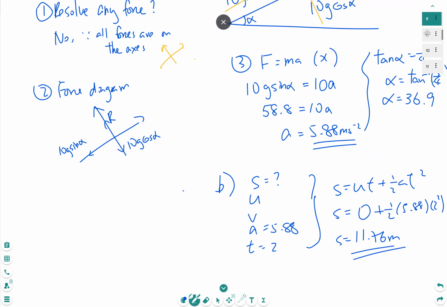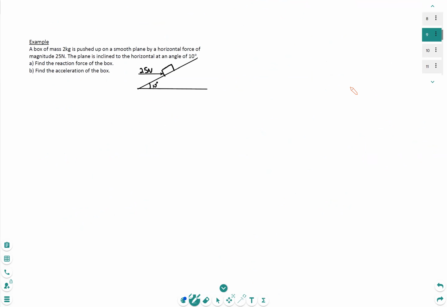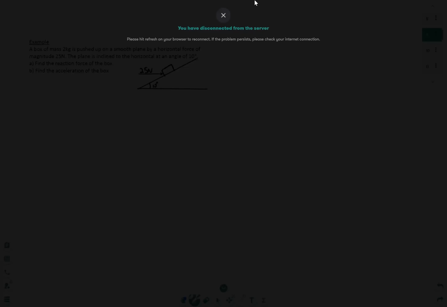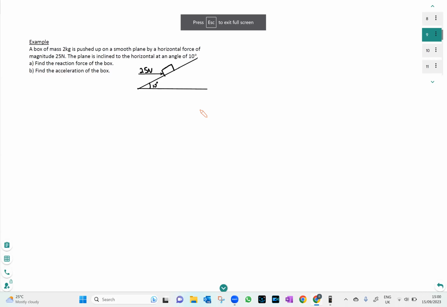Okay, so one more example. Let's go. Example. A box of mass 2 kilograms is pushed up a smooth plane by a horizontal force of magnitude 25 Newtons. The plane is inclined to the horizontal at an angle of 10 degrees. Find the reaction force on the box.